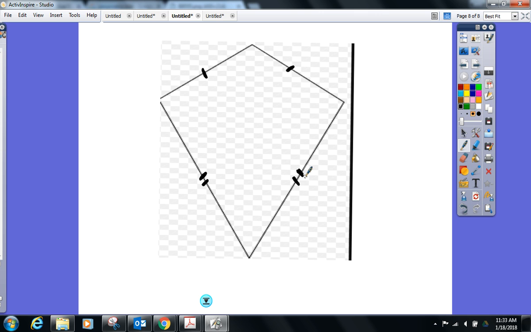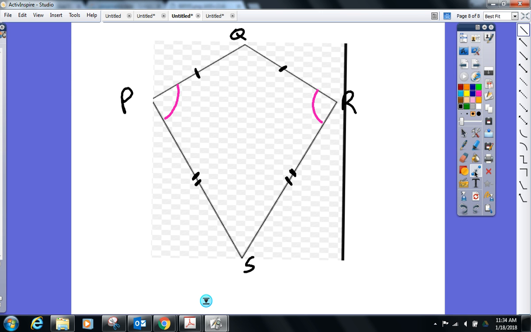All right, so let me label PQRS. If it's the two angles formed by the non-congruent sides, what two angles are congruent up here? P and R. Good job. All right, P and R. All four angles add up to 360 because it's a quadrilateral, not because it's a kite, but because it's a quadrilateral. All right, now we start getting a little nuts when I put in the diagonals.